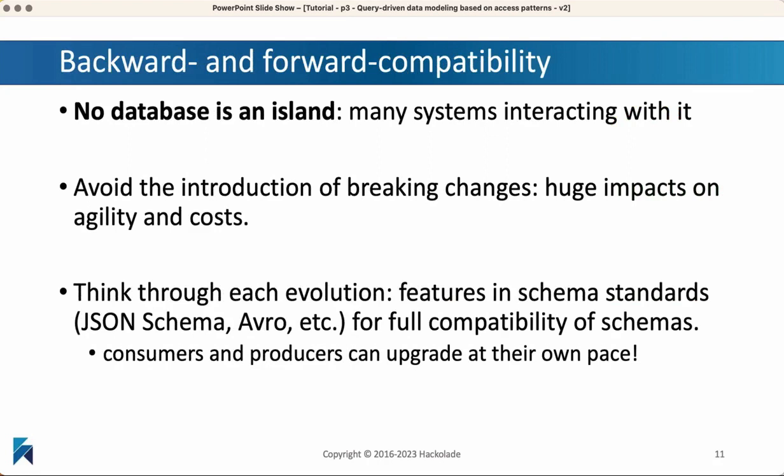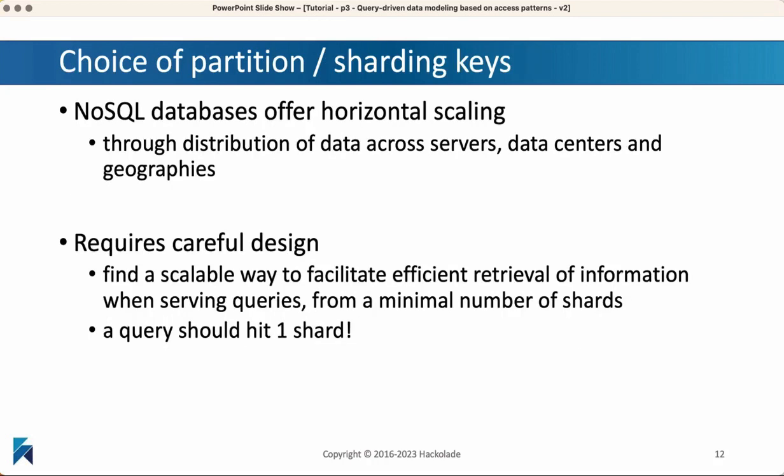We also want to think about backward and forward compatibility, right? No database is an island, so that means that many systems could be interacting with this database, and you really want to make sure that it stays compatible for as much as it possibly can, because any incompatibility will impact agility and costs, right? So we want to think through our evolution. We want to think through the features and the schema changes that are going to be happening so that both the consumers and the producers can upgrade at their own pace.